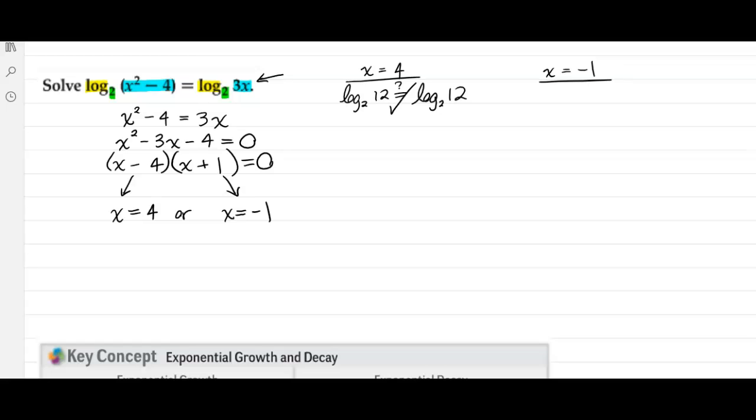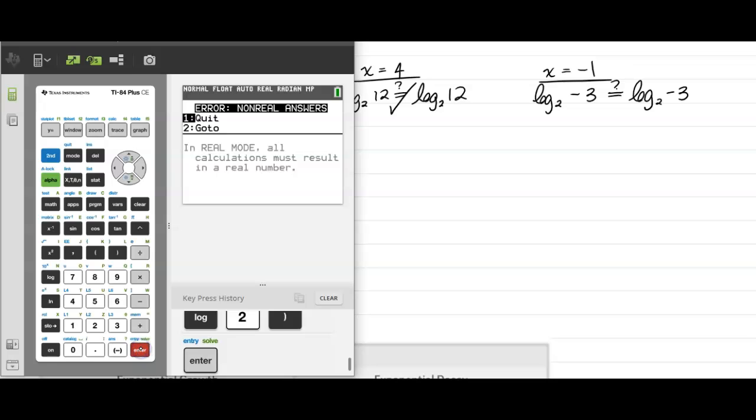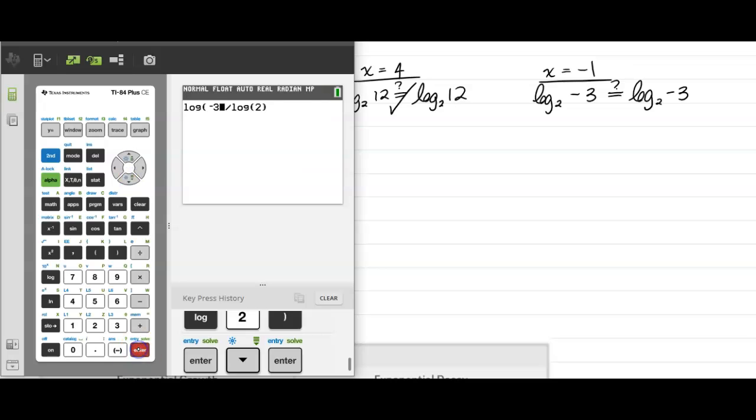Let's try the other one. We have log base 2, -1 squared is 1, minus 4 is -3. Log base 2 of -3. Now granted, they are the same, but what happens when we try to type that on the calculator? The log of -3 divided by the log of 2. We get an error, non-real answers. And if we go to that error, it says you cannot have a negative right here.